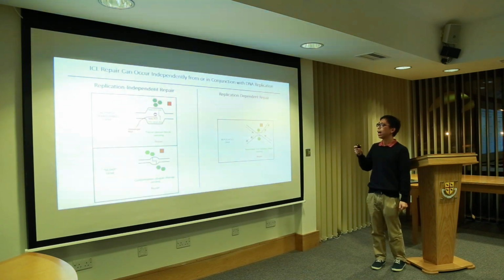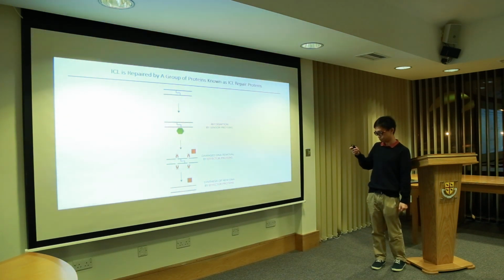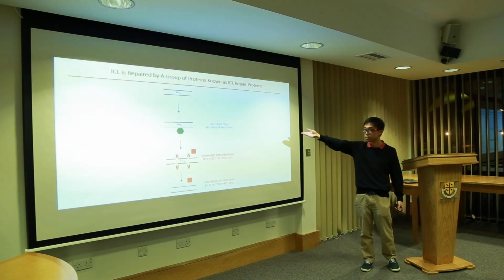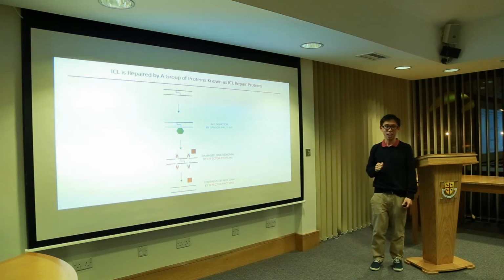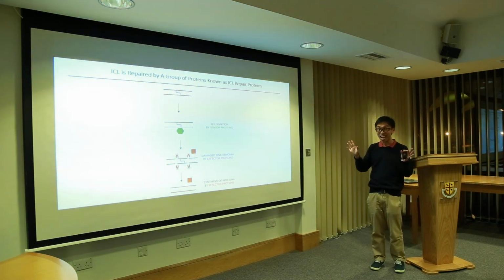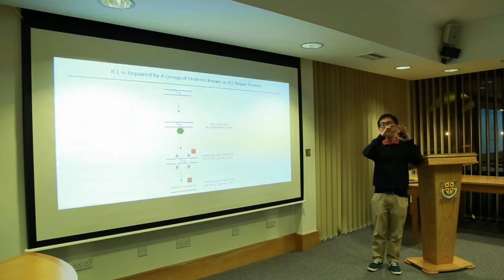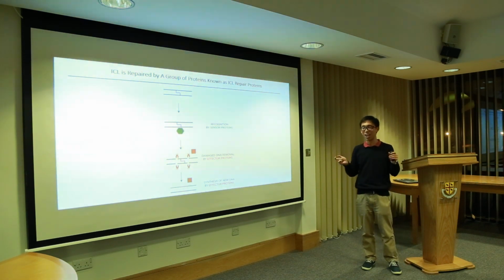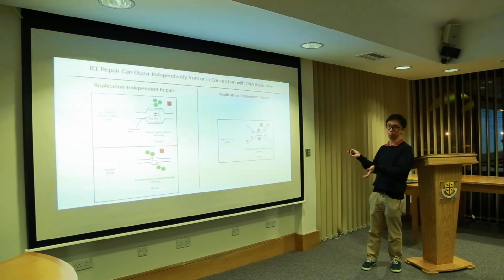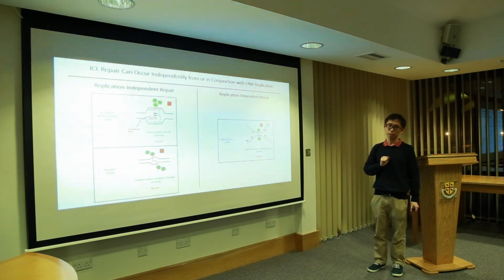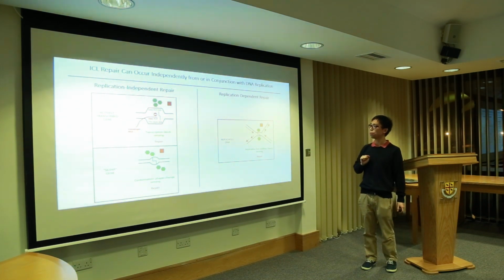But again, how do the cells, like the sensor proteins, recognize ICL? Because these proteins, remember, don't have eyes, and yet they have to detect specific spots of ICL in long strands of DNA. How do they do that? In general, there are two categories of strategy. One, replication-independent repair. Secondly, replication-dependent repair.